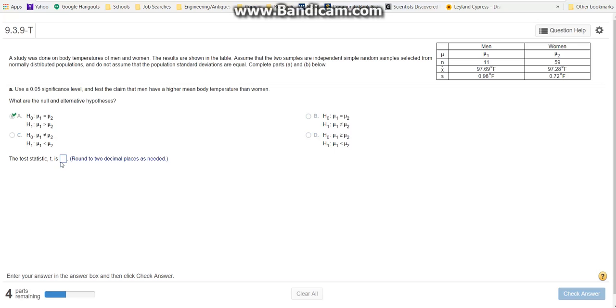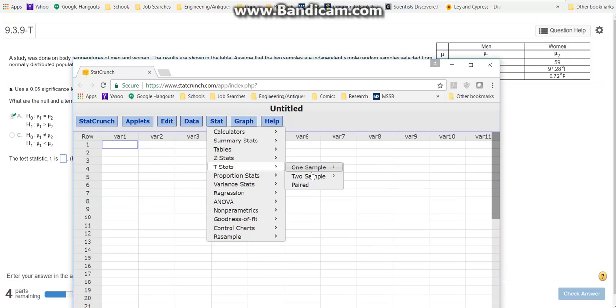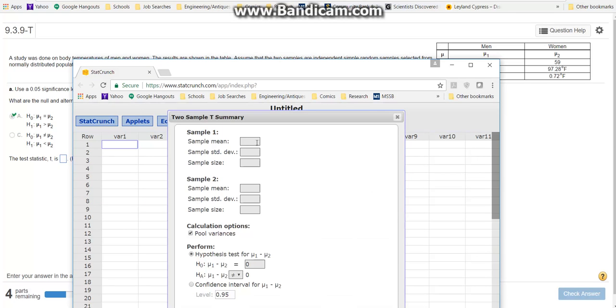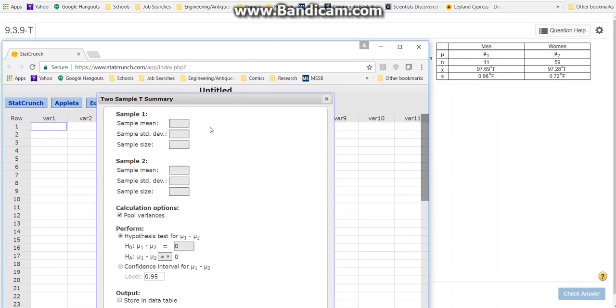Now they want us to find the test statistic. So let's use StatCrunch to do this. Go to Stat, T Stat, Two sample, With summary. The sample mean for the first result, for men, is 97.69. Standard deviation is 0.98, excuse me. Sample size is 11. For women, it is 97.28. The standard deviation is 0.72, and the sample size is 59.